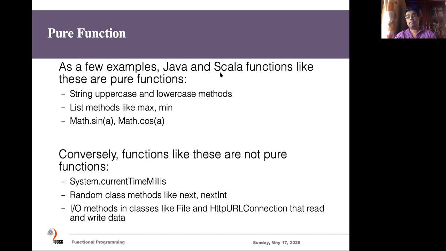Now think about some function like the current time function in the system classes of a programming language. When you call that function, the result is different from time to time. Or in the random class in any programming language, there is a function called nextInt. When you call nextInt, it returns a random value. Next time when you call nextInt, it returns a different random value. So such functions are not pure functions.